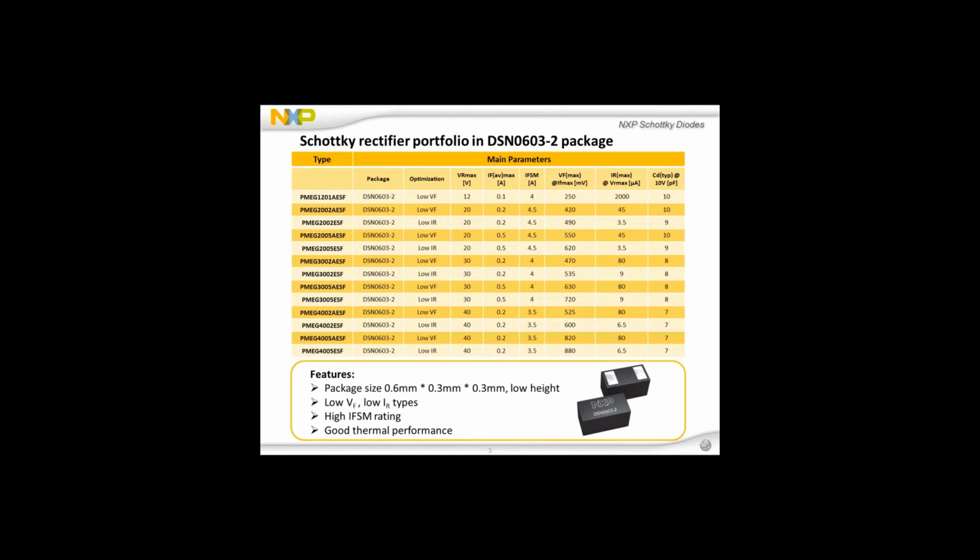But it can be even smaller. NXP introduced Schottky diodes with a size of 0.6 mm by 0.3 mm with a height of 0.3 mm. Although very small in size, these diodes have an outstanding electrical and thermal performance. The maximum average current rating is 0.5 amp, whereas the IFSM rating is very high because no bond wires are needed in this CSP package.